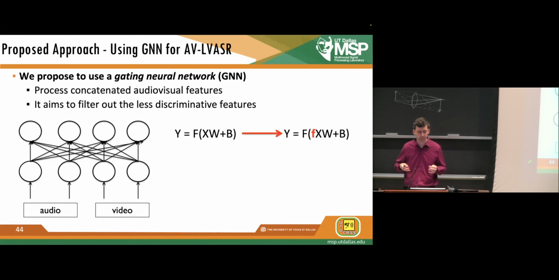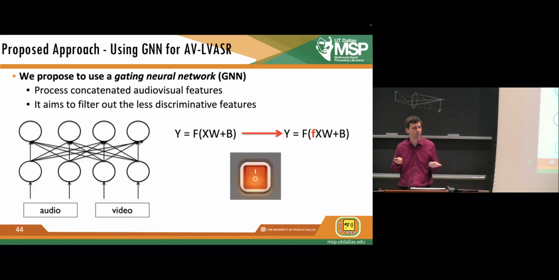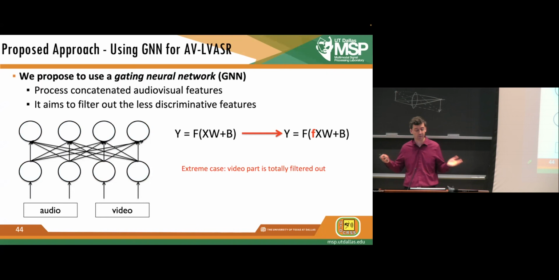In the regular fully connected layers, you have functions that multiply your input with the weights, and then you add some bias. What we would like to do is multiply the first part, highlighted here in red, with this function f, which is a sigmoid, which is either close to one or zero. It works like a switch. If everything is good, I'm going to let everything propagate through the network. But when some of the modalities are considered noisy, we turn off that node. In the worst case scenario, if everything is bad from the visual modality, we would like our system to completely stop it from propagating through the system.